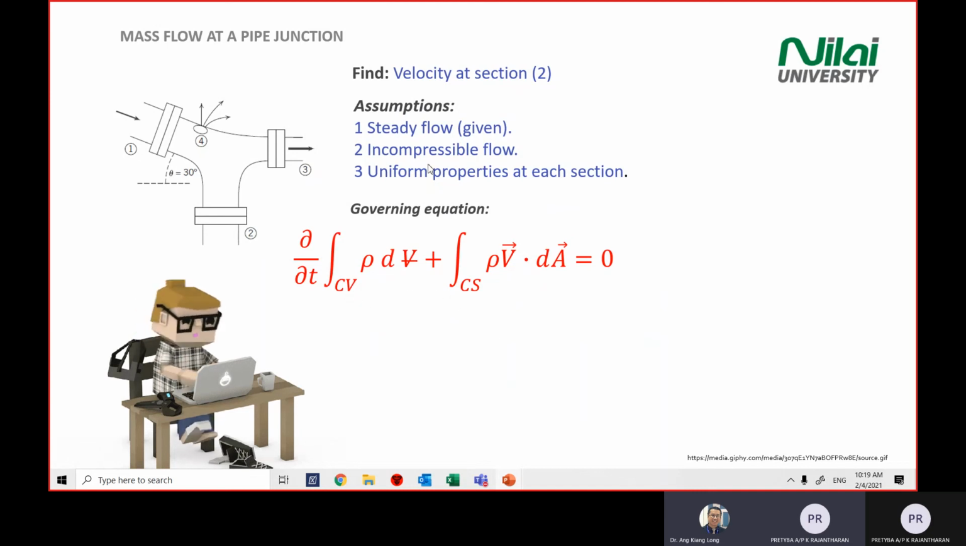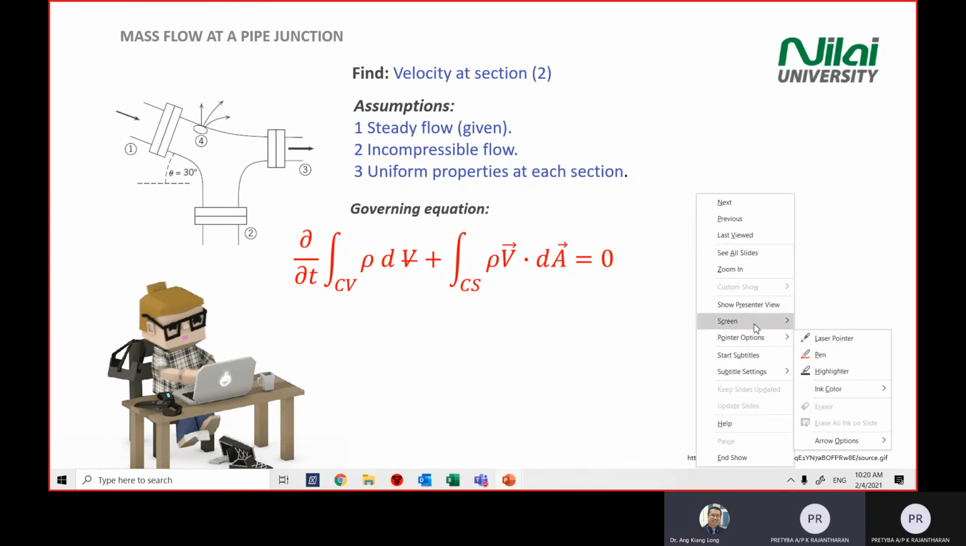If we have a steady flow, what happened to the control volume? Pratibha, what happened to the control volume if you have a steady flow? What happened to this term? Control volume is constant, sir. Yeah, constant. So what is the value? It's a constant, but when you differentiate with time, what is the value? When you differentiate a constant value, what value do you get?